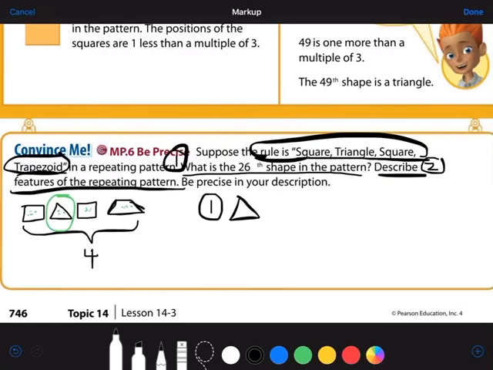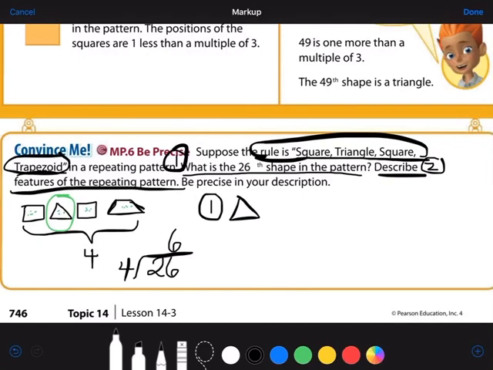Now, there are other ways other than counting it out that we can figure this out. Let's try division. Let's look at 26 shapes. Let's divide it by 4, since there are 4 shapes in the pattern. Let's see how many total groups of this pattern we can make. Does 4 go into 2? No, that's too small. Does 4 go into 26? Yes, it does. How many times does 4 go into 26? It goes in 6 times.